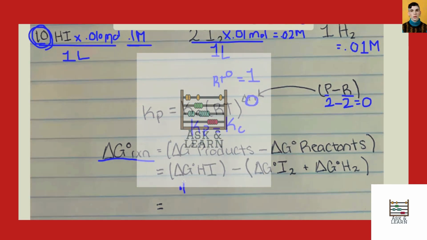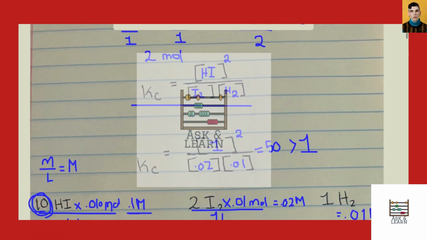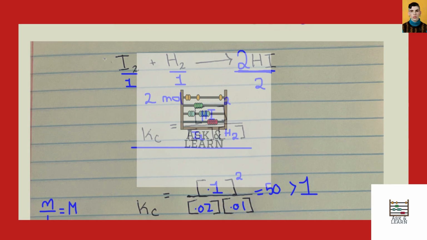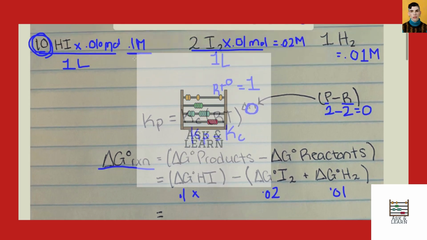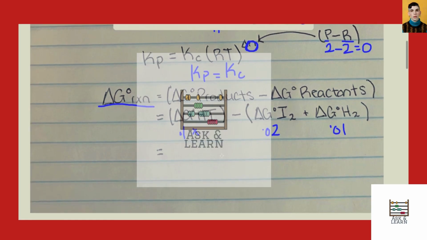So we're going to put this 0.1 times the delta G of HI, and then we're going to do 0.02 times the delta G of I2, and 0.01 times the delta G of H2. And so, again, we're doing this because usually we would use our chemical equation, so we'd use the coefficients: 2 for our HI, and then 1 for our H2, and 1 for our I2. But since we're asked about the specific mixture that we're given in the picture, we want to use those concentrations that we've calculated up here.